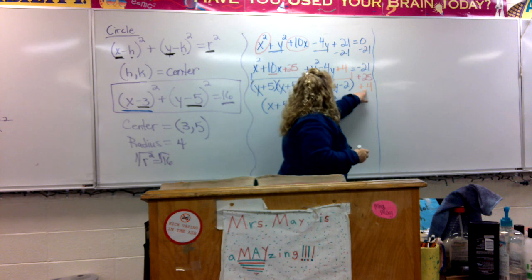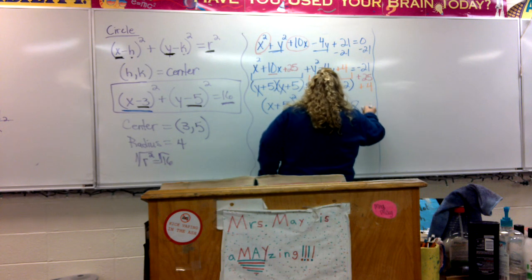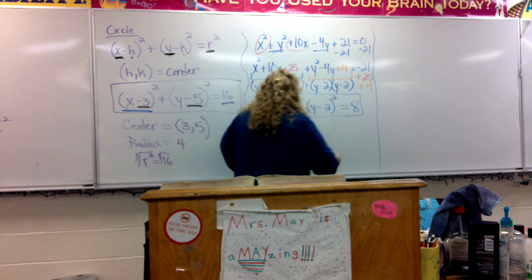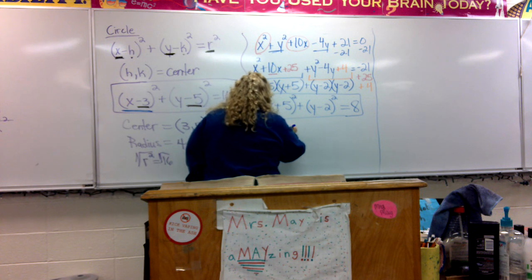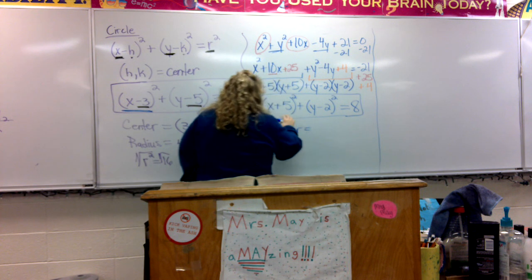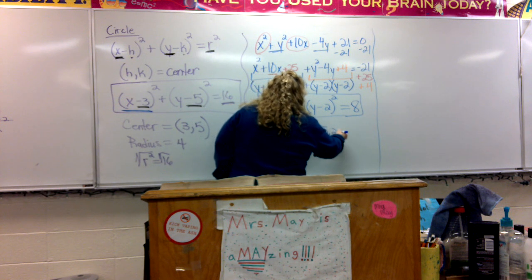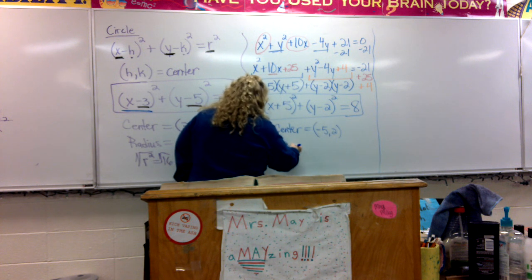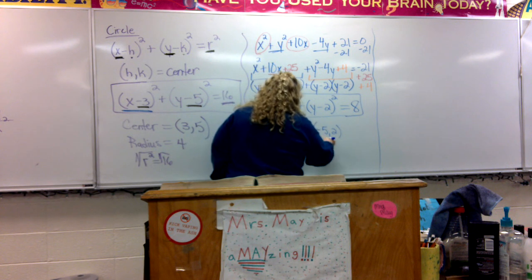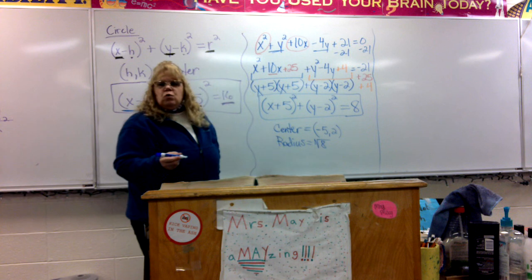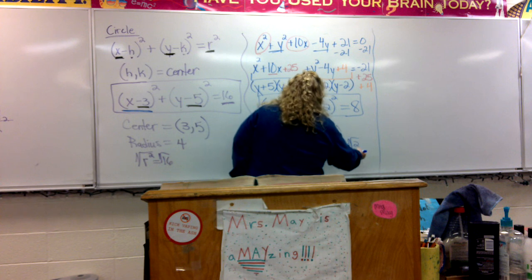What's 25 and 4? 29. Take away 21? 8. Equals 8. Now look at that. That looks beautiful. And now, can't you easily tell what the center and the radius are? What's the center? -5, 2. And the radius, what's the radius? Well, this is r squared, so square root of 8, which, if you simplify, that's 4 times 2, so 2 roots of 2.